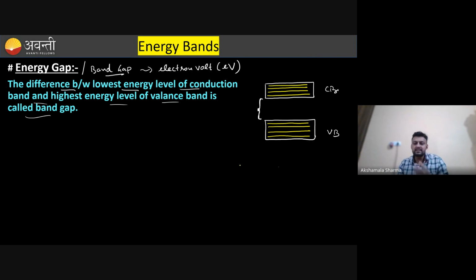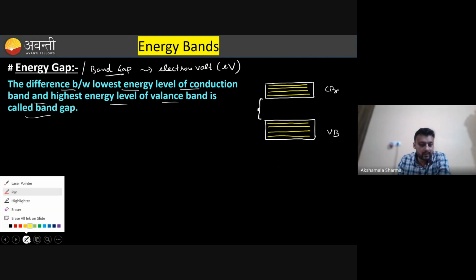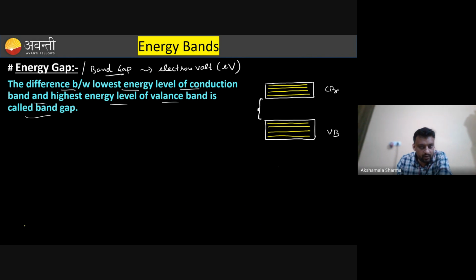So what is the statement? What is the definition? The gap or the separation between the highest energy band of the valence band, and the lowest energy level of the conduction band. This gap is known as band gap.